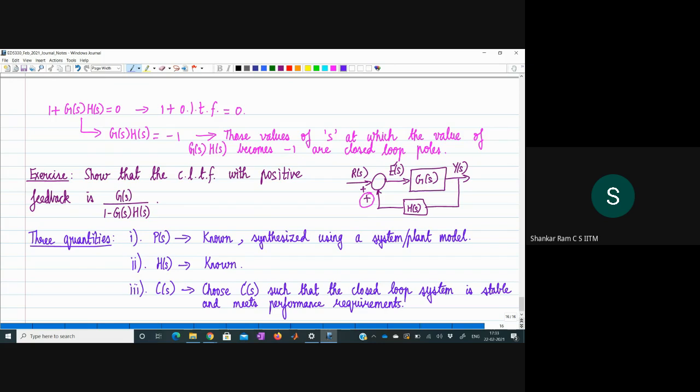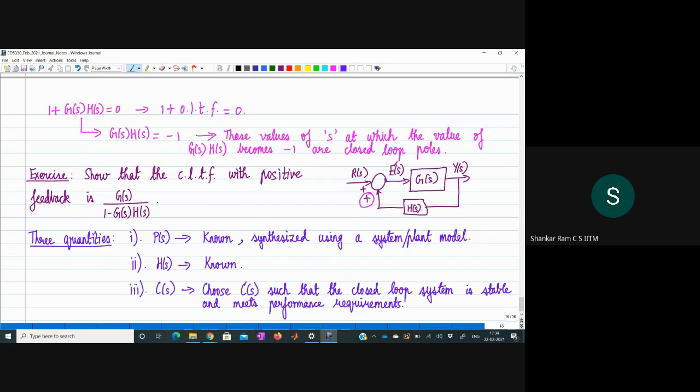Okay, so these are the three quantities that are part of this feedback loop. Once again to summarize, the plant transfer function is typically known, right? We essentially can derive the equations of motion of the system or the plant under study, and we can apply the Laplace transform to obtain the plant transfer function. So it is given, known, and fixed. H of S is the feedback path transfer function. Once again, it is known. And C of S is the controller transfer function. That's what we want to design.